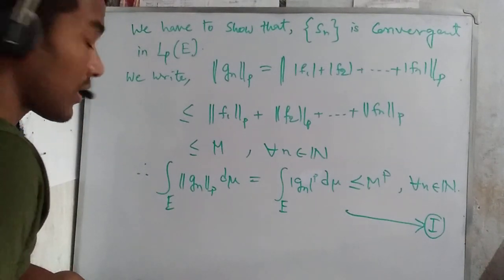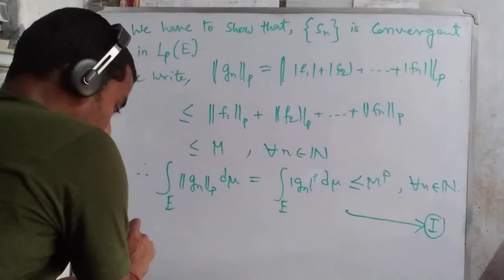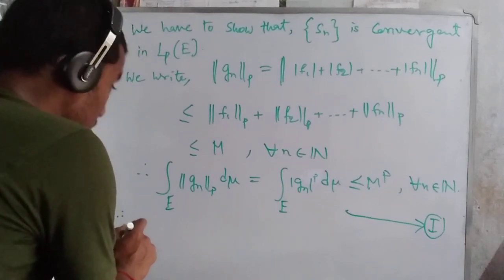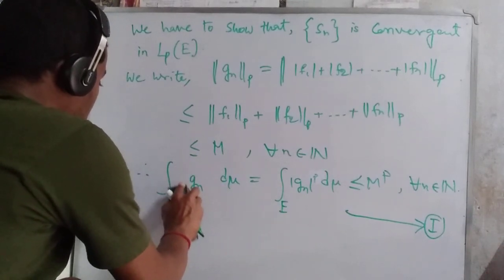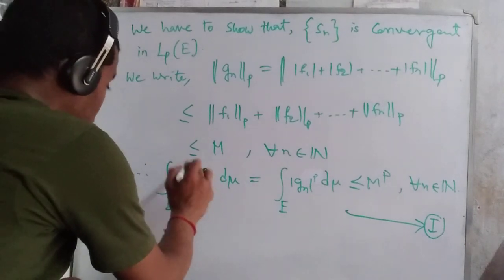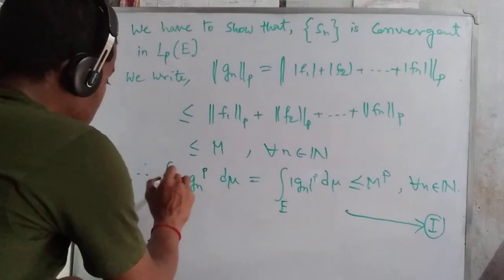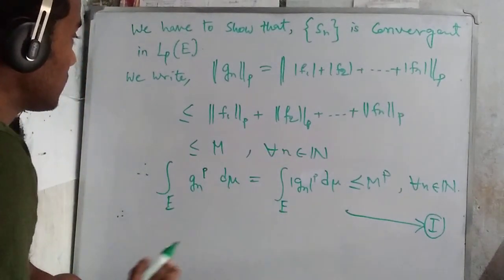Now we also write here, sorry, here not mod, norm of gn. Okay, we write it this one. Understand? Is gn to the power p or mod gn to the power p, then this one is right.